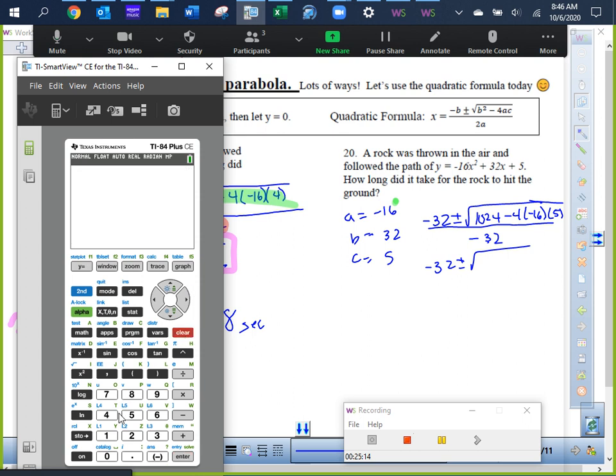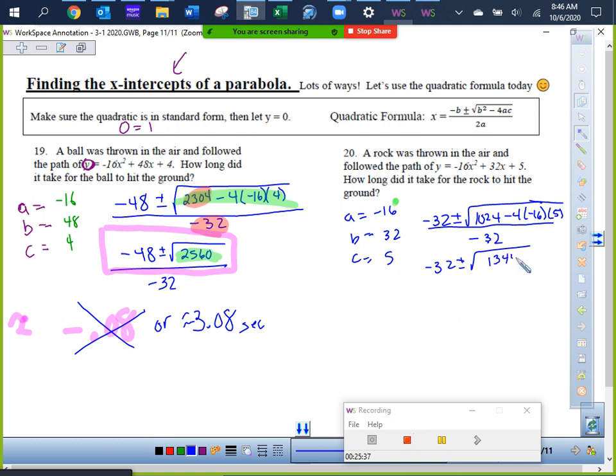The 1024. This calculator is really frustrated today. Sorry to everyone for having to put up with it. Times negative 16 times 5. I got a discriminant of 1344 all over negative 32. Don't try to cancel those out. That's a tempting thing to do, but it's got to cancel out with all three things before you can do that. So 32 definitely doesn't go into the square root of 1344.